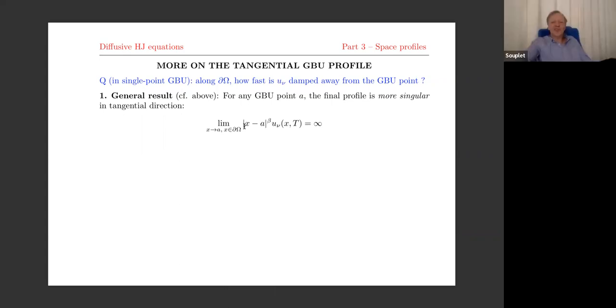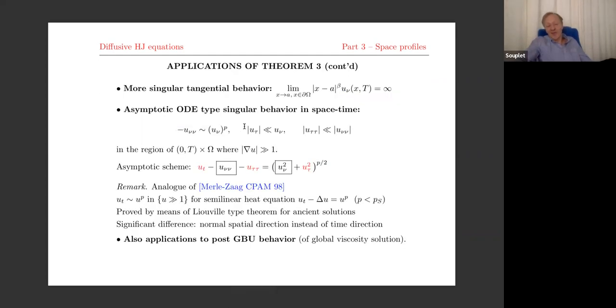I would like to say more on the tangential profile, because it is obviously a very interesting subject, because the dynamics along the boundary can be expected to be much more complicated than the dynamics in the normal direction. The normal direction is universal due to the Bernstein estimate, but in the tangential direction, one can expect many possibilities. So up to now, the only result is this one, which says that the tangential profile is at least slightly more singular than the normal profile.